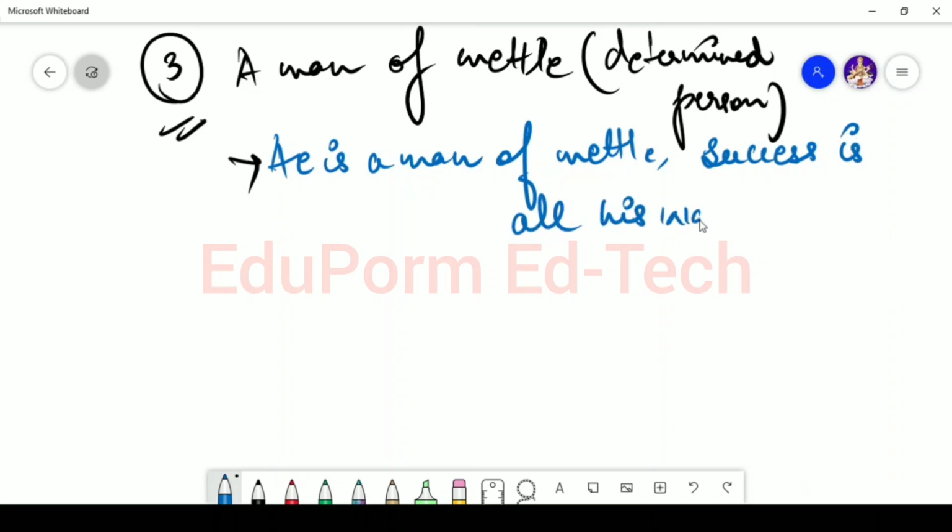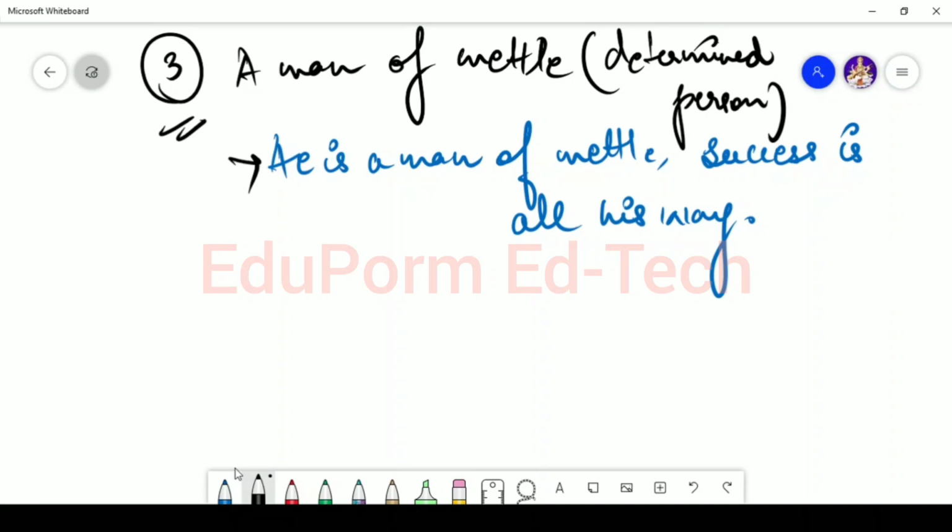Okay, means he is a determined person, whatever he will be doing, he will be working hard, he will be doing it by heart, and success is all his way. बोलते ना मेहनत से कोई भी काम करो तो सफलता मिलती ही मिलती है. So this is how it works. Okay, so man of metal means you can use this kind of idioms instead of talking about a determined person. It would sound more fascinating, it would sound attractive, and it will add more beauty to your conversation.